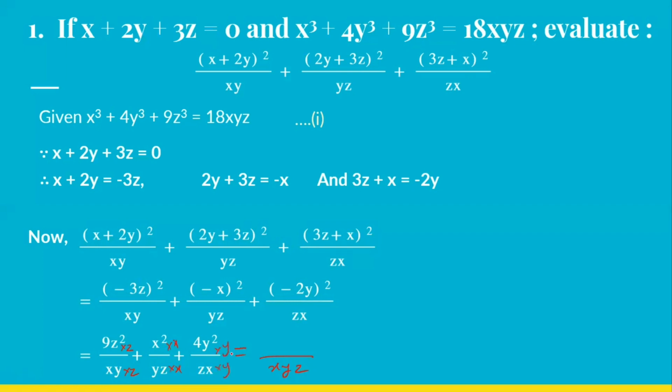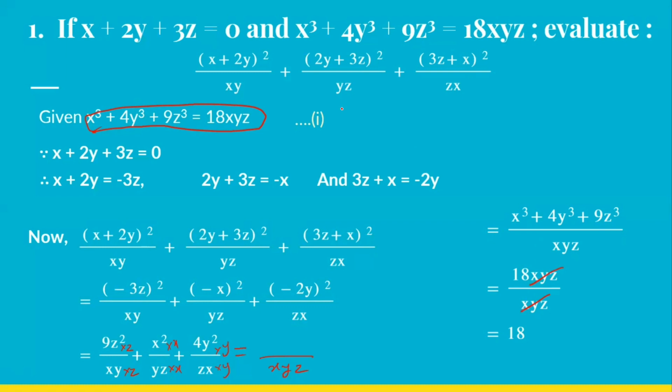So on doing so, what we get here now is x square multiplied by x, we get x cube. 4y square multiplied by y, we get 4y cube. 9z square multiplied by z, we get 9z cube. And the denominator, the LCM is xyz. Now we are already given the value of x cube plus 8y cube plus 9z cube as 18xyz. We put this value over here. So 18xyz upon xyz, this xyz and xyz got cancelled. So the value of this given expression, we got it as 18.